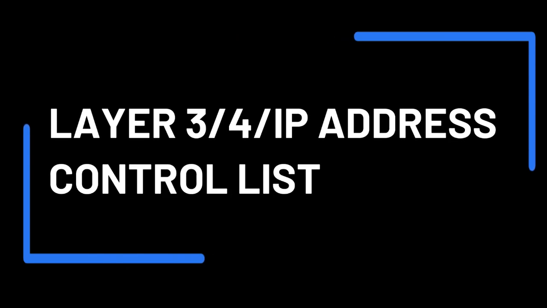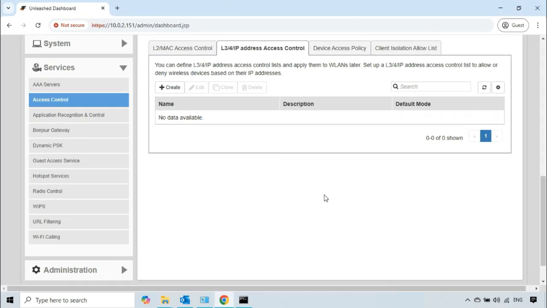Layer 3, 4 or IP address access control list. Next is the Layer 3, 4 or IP address access control list. Here, we can define Layer 3, 4 or IP address access control lists and apply them to Wi-Fi networks later. It allows or denies clients from using the network resources based on IP addresses, applications, and protocols, etc. Let's see how it works.